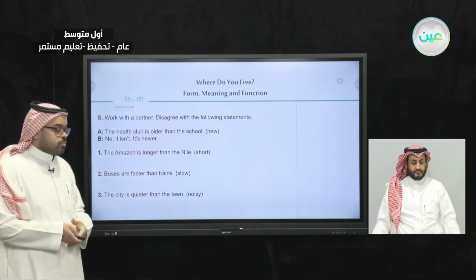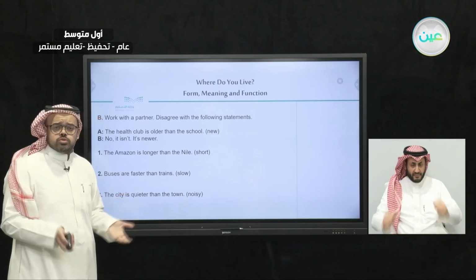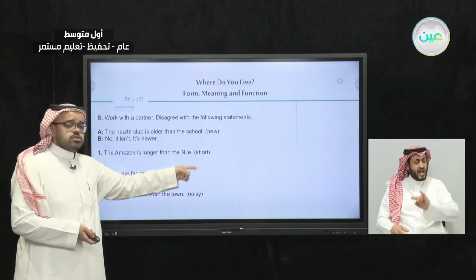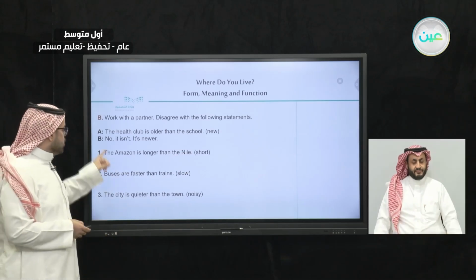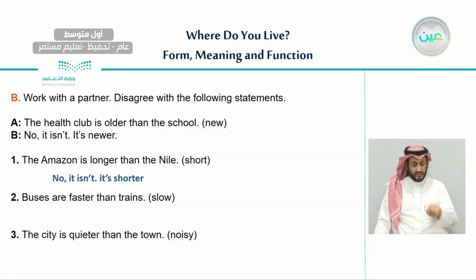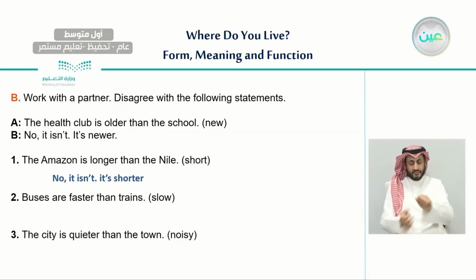Let's try to do number one. The Amazon is longer than the Nile. Now we want to disagree with it. We want to say it is shorter. So how would we say this? We would say, no, it isn't. It is shorter. Let's do number two.